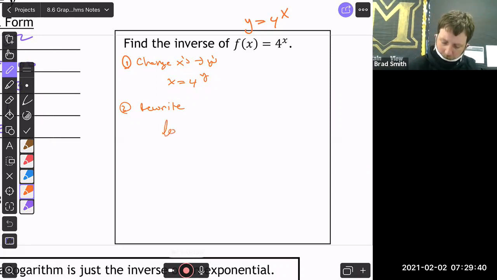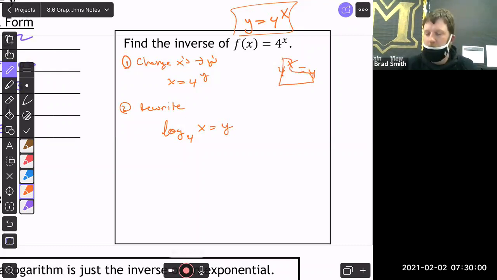I'd have log base of what? 4. What's the big number of? X is equal to y, right? So remember here, if I have y, so 4^x is equal to y, just to help you make sense of it. You get your L that way if you're drawing the picture. So what I know here, my inverse is equal to log base 4 of x.